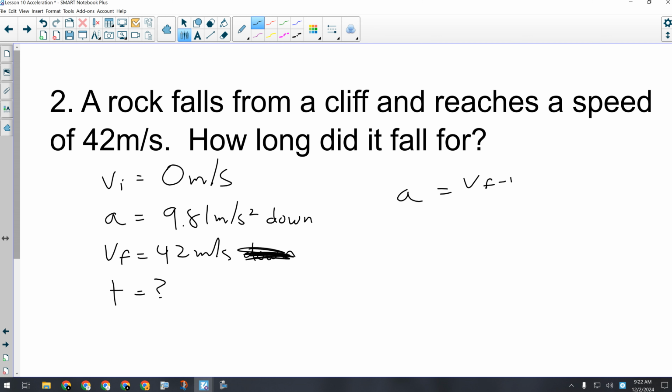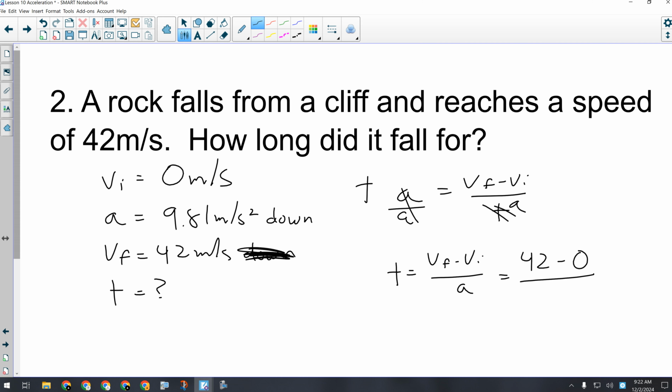We know it's an acceleration problem because of the things we were given, and we're trying to solve for t. So what should I do with t? Multiply it over to the other side. And then what do I do with a? Divide it over to the other side. So t is going to equal Vf minus Vi over a. That's going to be 42 minus 0 divided by 9.81. And I'm not going to put negative on that, because in this situation, it's kind of a third contextual trick: I know the acceleration and the movement are in the same direction.